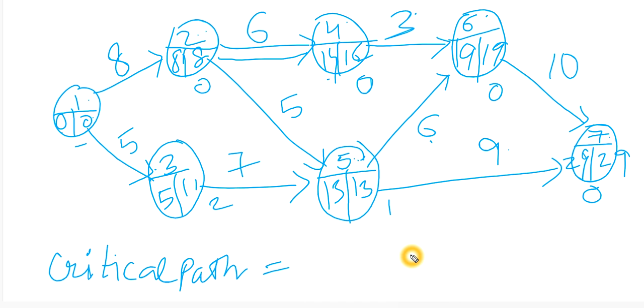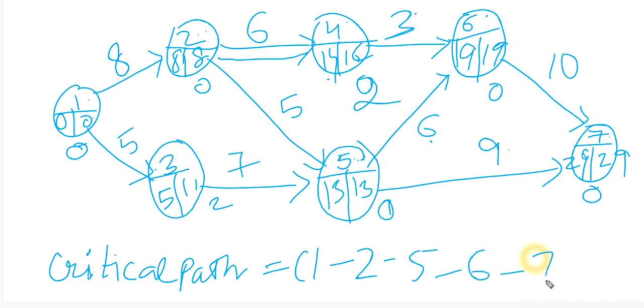So we'll calculate slack of all the activities. So 0 minus 0 is 0. 8 minus 8 is 0. Now 16 minus 14 is 2. 13 minus 13 is 0. 19 minus 19 is 0 and 29 minus 29 is 0. So here the new critical path is 1 to 2, 2 to 5, 5 to 6 and 6 to 7.